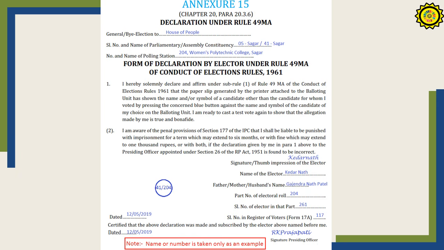As an example, we have taken the elector as Mr. Kedarnath, son of Mr. Gajendranath Patel. Part number of the electoral roll is 204. Serial number of the elector in that part number is 261 and the serial number in register 17A is 261. The elector who has raised an objection and the PO shall put their signatures on the form.